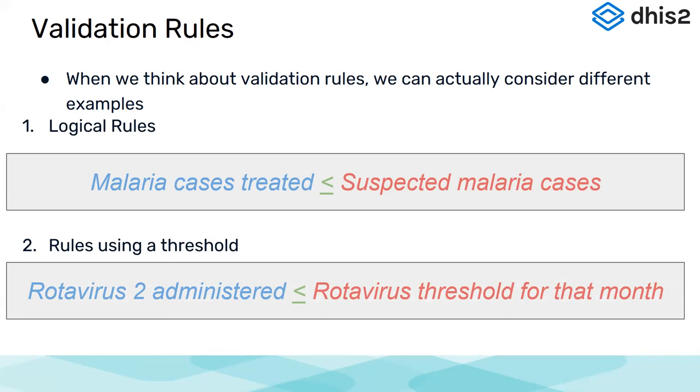Here we can calculate a value, and from that value, we compare the entered data against that value. Meaning we have to go and calculate a threshold. Later on, I will show you an example on how to calculate a threshold. Then we compare that threshold value with the value which has been entered into the reporting form. So basically, these are the two ways of building validation rules. The first one is based on logical rules. The second one is based on a comparison with a threshold, a calculated value.